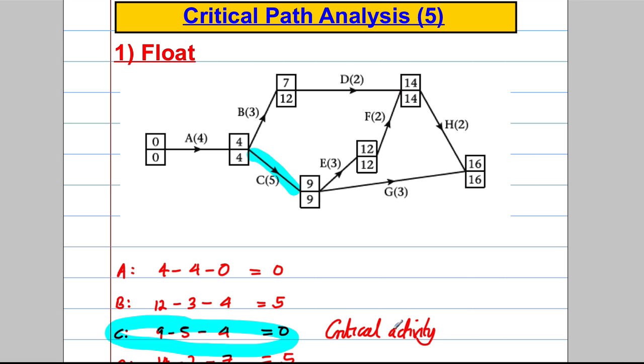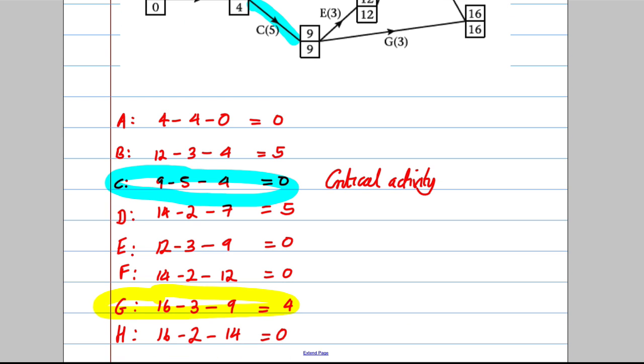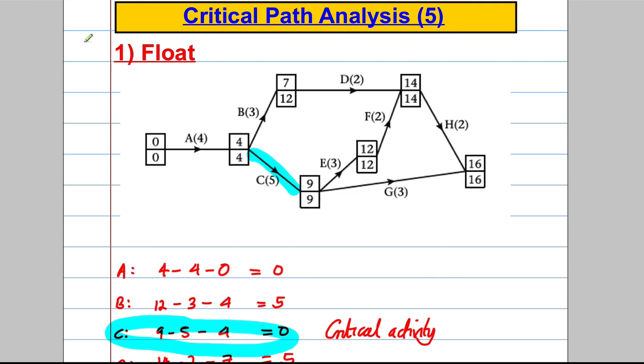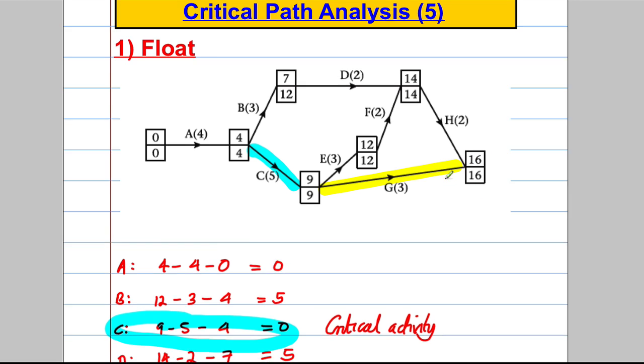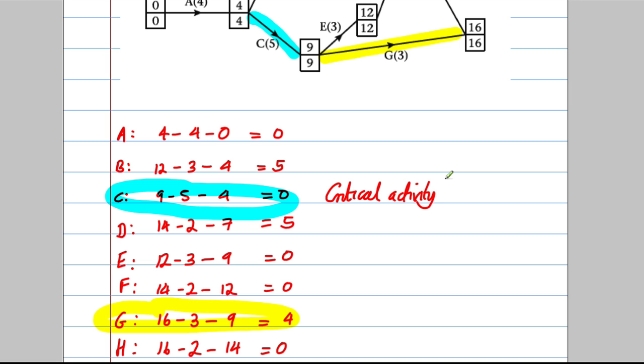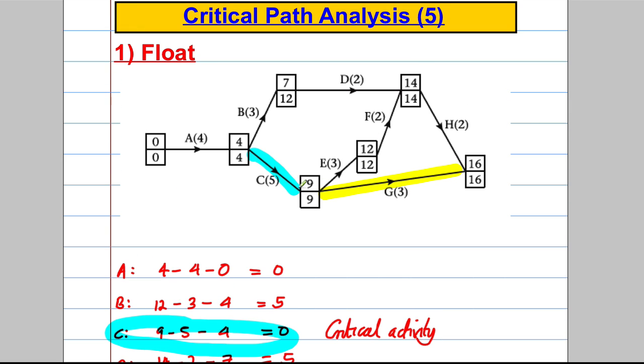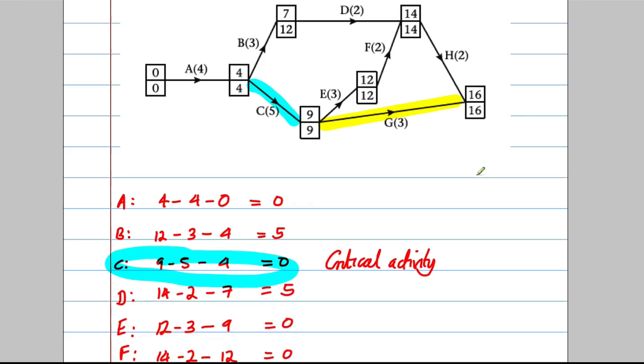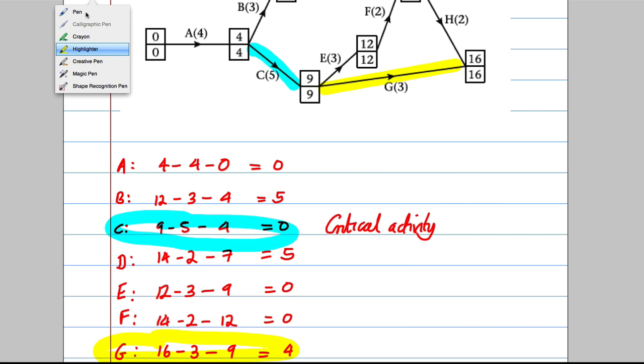And let's look at one here, G, which has got a float of 4. Let's try and describe what's going on with the float of 4. You can get here at 9 and your activity is 3 long. So in theory, if you left at 9, that would bring you to 12. You have to get here by 16, so that gives you the float of 4. It gives you some slack of 4. So you could leave here 4 hours later at 13 and you wouldn't delay the project. So that's a non-critical activity. So it's not critical.